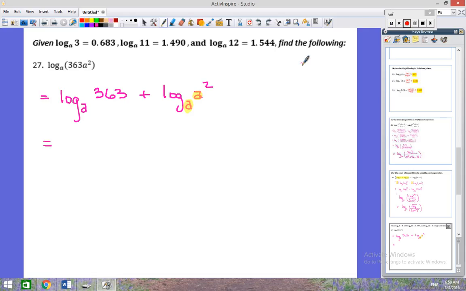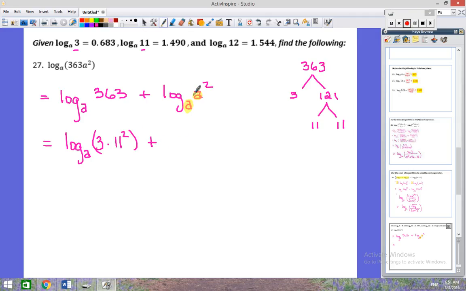So if we come over and do our scratch work over here, 363 appears to be divisible by 3, and 121 is a perfect square. It's 11 times 11. So I have a 3 and 11 up here, so I know that I can break this down and I'll then be able to substitute. So let's take a look first at 363 and say that that breaks down into 3 times 11 squared.